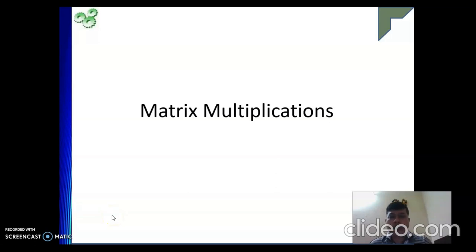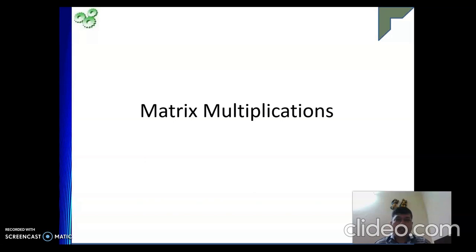Hello, welcome back. In this session, we'll be talking about matrix multiplication. We saw in the last session, while doing matrix addition, that the condition to satisfy is that the number of rows of matrix A must be equal to the number of rows in matrix B. Similarly, the number of columns of matrix A should be equal to the number of columns of matrix B, right?